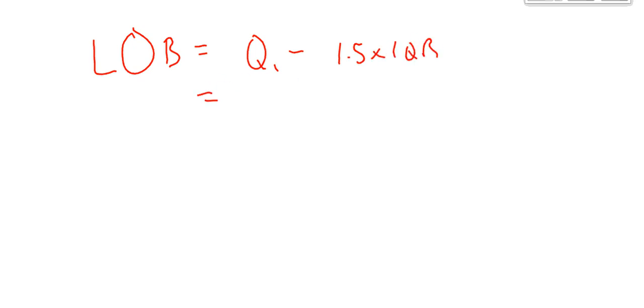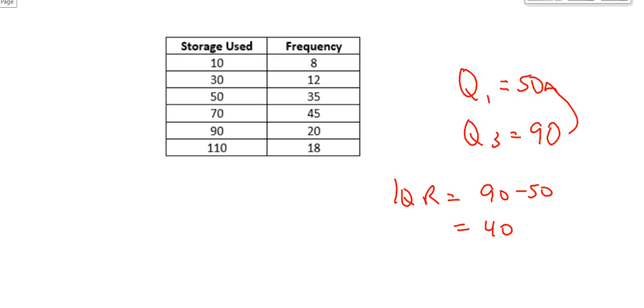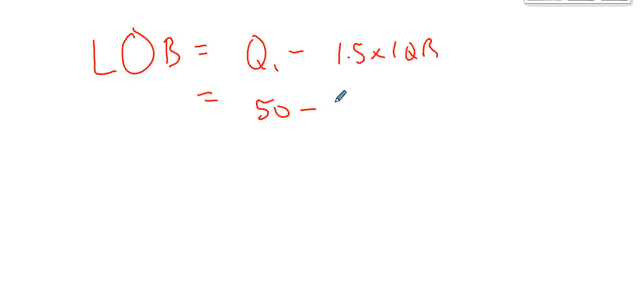So in this case, Q1 is 50. So 50 minus 1.5 times 40. So 1.5 times 40 is 60. So 50 minus 60 gives us negative 10. So if we had any piece of data below negative 10, it would be an outlier. And obviously we don't, because our data doesn't go below positive numbers for sure.